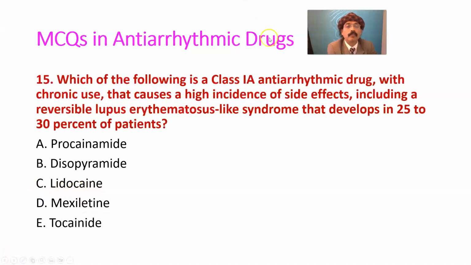Number 15. Which of the following is a class 1A antiarrhythmic drug with chronic use that causes high incidence of side effects including reversible lupus erythematosus-like syndrome that develops in 25 to 30% of patients? So there is the adverse effect in around 25 to 30% of patients. And what is that drug? Procainamide, disopyramide, lidocaine, mexiletine, procainamide. Answer should be what? Procainamide. A. 15. Answer is A.